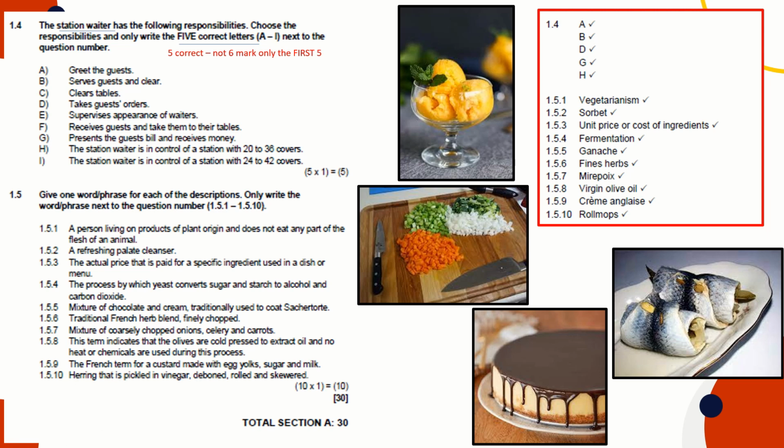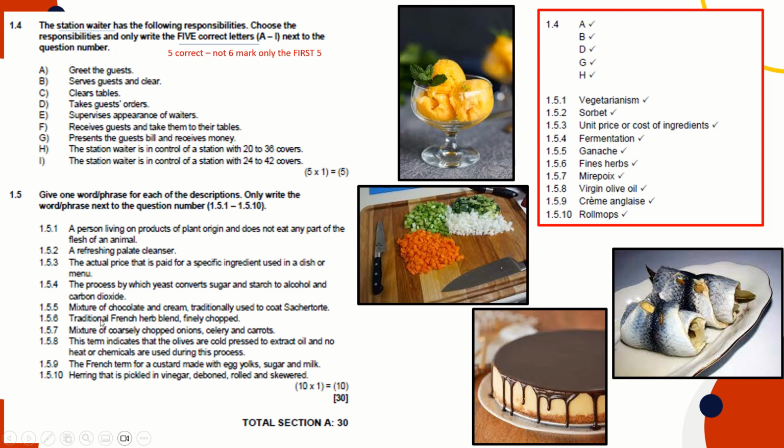Very important question. 1.5.5, a mixture of chocolate and cream traditionally used to coat a Sachertorte. Over here I've added a picture of a Sachertorte, and you can clearly see the chocolate and the cream that was poured over the cake, and this is called a ganache. All right, the next question, 6. Traditional French herb blend that is finely chopped. This is called fines herbes.